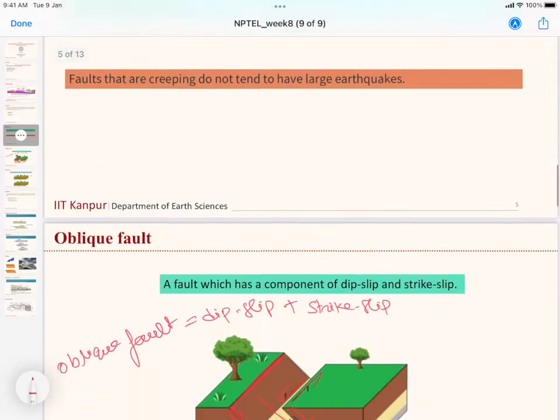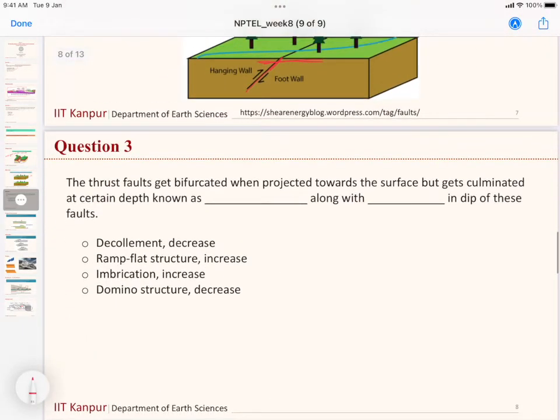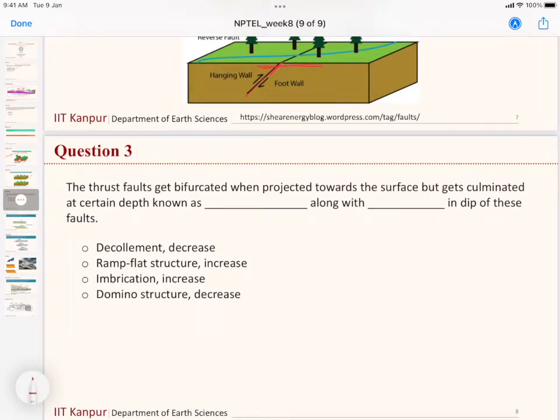Now moving ahead, in this third question that I have taken, you will get familiar with other terms that we haven't discussed so far. These terms are very interesting to know, because here we will see different kinds of deformation scenarios. So the question is: thrust faults get bifurcated when projected towards the surface but get culminated, and remember these words, at a certain depth known as dash, along with a dash, which could be an increase or decrease in depth of these faults.